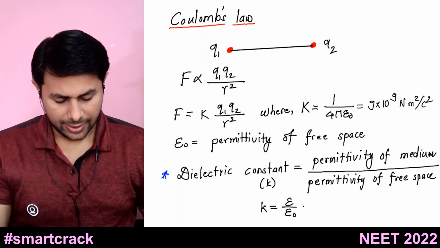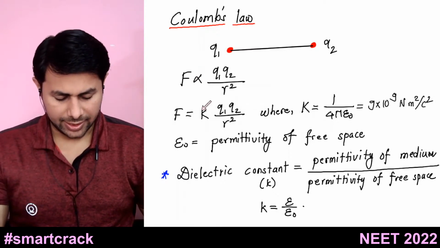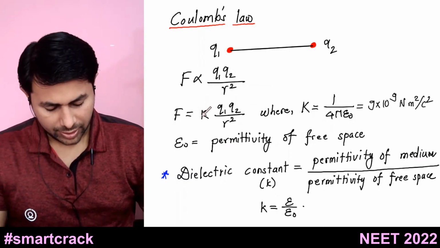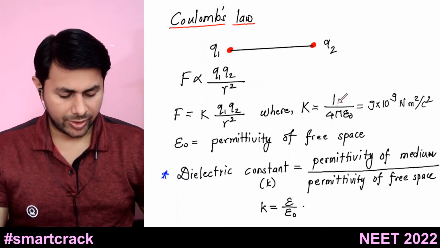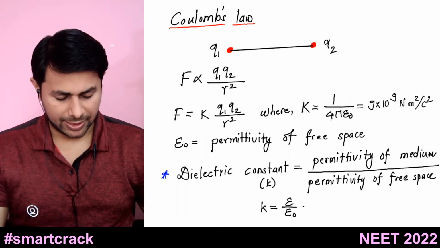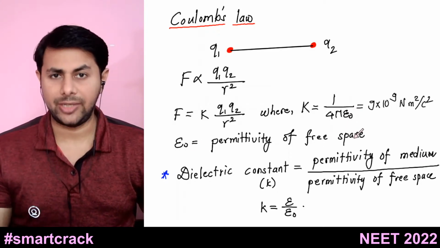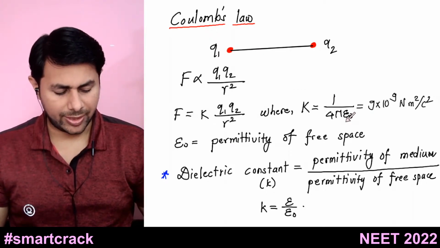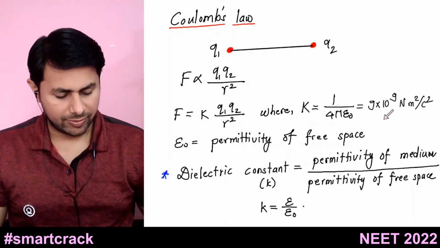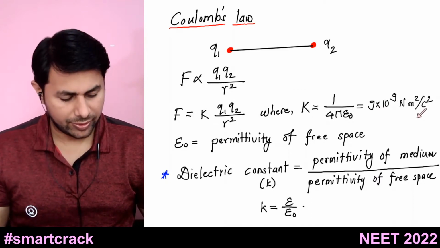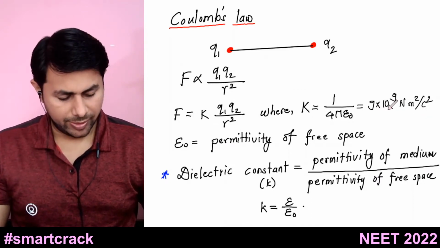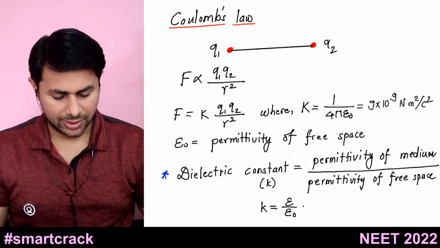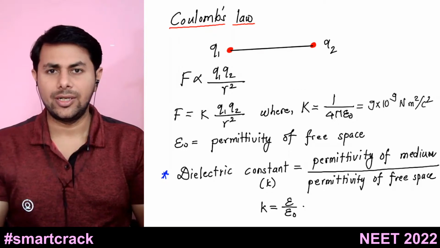If we remove the proportionality sign and put an equality sign, a constant will come in, as we know. That constant k is given by 1 over 4 pi epsilon naught, where epsilon naught is called the permittivity of free space. If two charges are kept in free space, the constant will be 1 over 4 pi epsilon naught, and its value is 9 into 10 raised to 9 Newton meter square per Coulomb square. We need to memorize this value, not the value of epsilon naught, but the value of this constant k when charges are kept in free space.